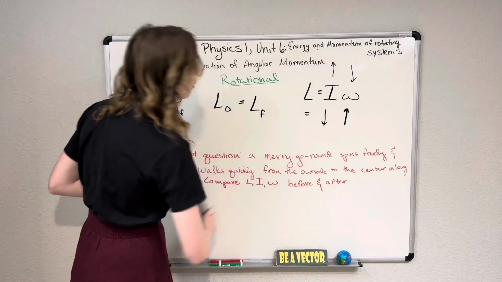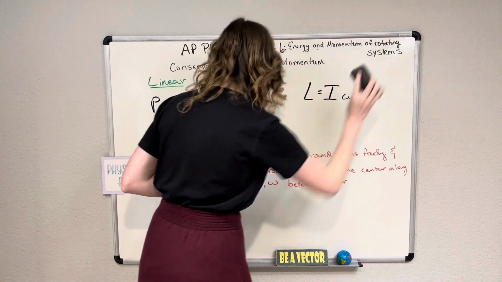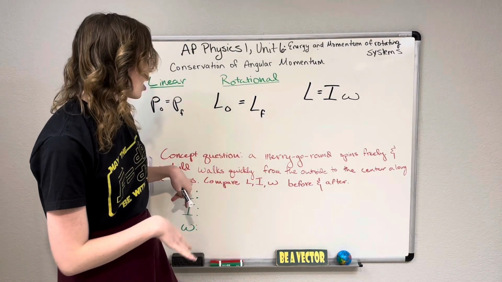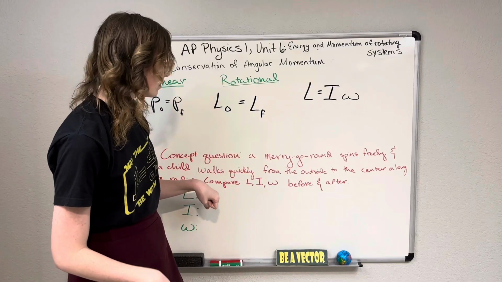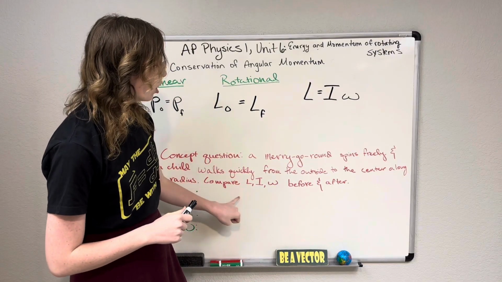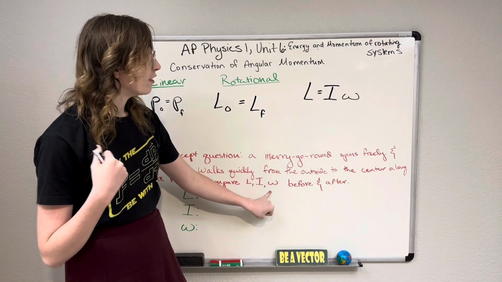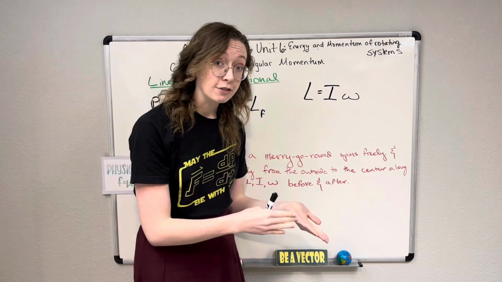So let's talk about a quick little practice problem with this. Let's say we have a merry-go-round that's spinning freely and a child walks quickly from the outside to the center along a radius. And now we're going to see how our angular momentum, our moment of inertia, and our angular velocity compare before the child walks to the center and after.